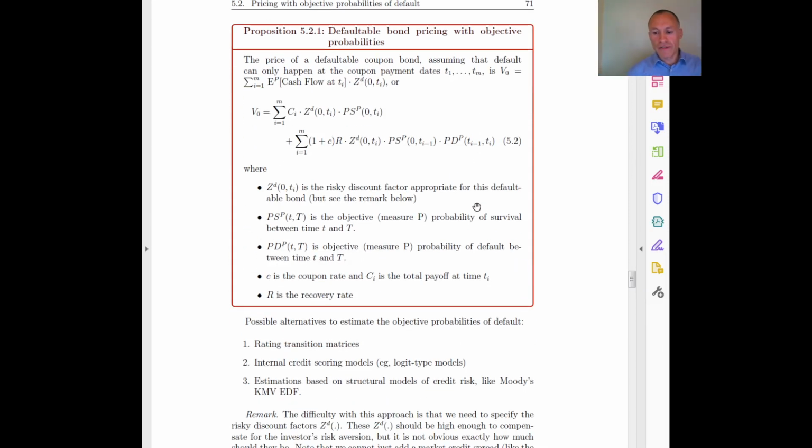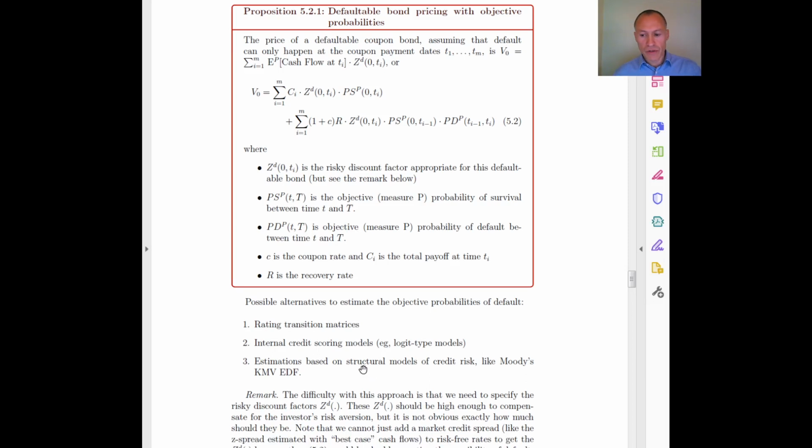So where do I get these probabilities of default, and therefore these numbers here? Well, I can get this from all these methods we have been discussing before: the transition matrices, internal credit scoring models, or we can even use other more sophisticated models like the ones we have seen from KMV ZDF. Okay. Now the problem here is that this cannot really be implemented in practice, for the following reason. I don't know what discount factor I should use here. What should this ZD be?